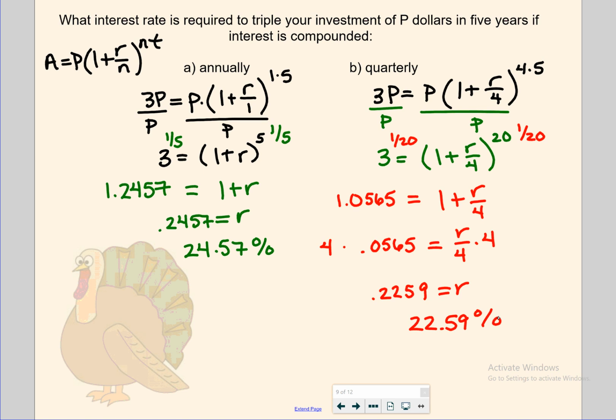Okay. Only if our exponent is a variable do we need to worry about using logs like we did on Thursday. Okay? Any questions on these two problems?